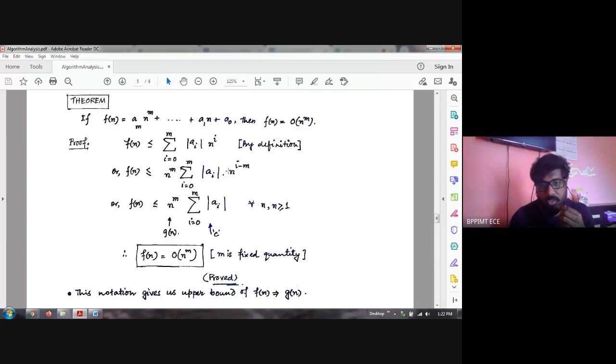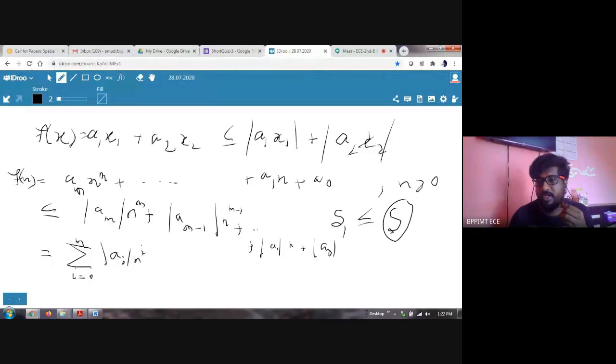So is it true for all the n? This is the generalized expression for any function where n is greater than 0. So here, what is 0? This is your n0.